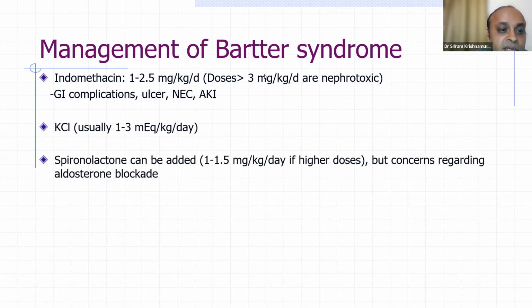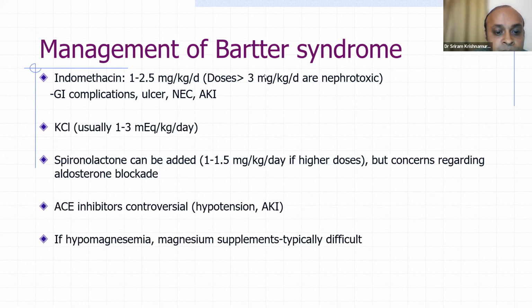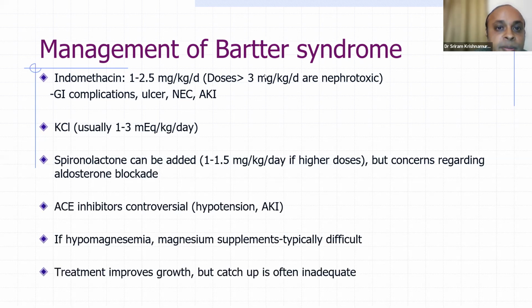KCl is required. It's often difficult to correct Bartter's hypokalemia. Spironolactone can be added, but there are concerns that on one hand, you have a hyponatremia and you are blocking aldosterone, so it may lead to more hyponatremia. So it is a controversial thing. ACE inhibitors are also controversial because if you use them with indomethacin, it can cause hypotension and AKI. If there is hypomagnesemia, magnesium supplements will be required, but typically the hypomagnesemia is difficult to treat.